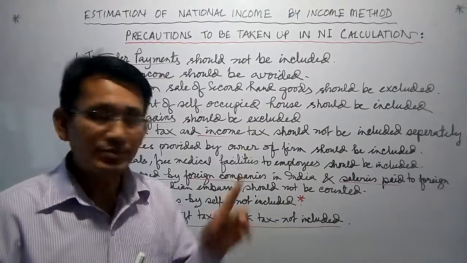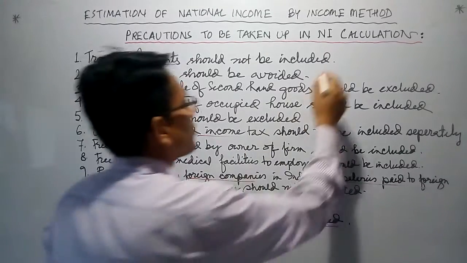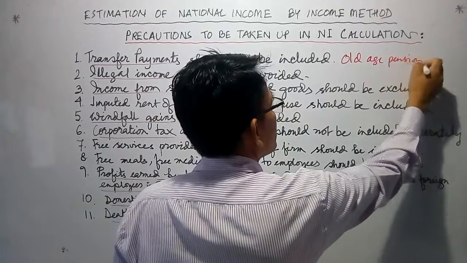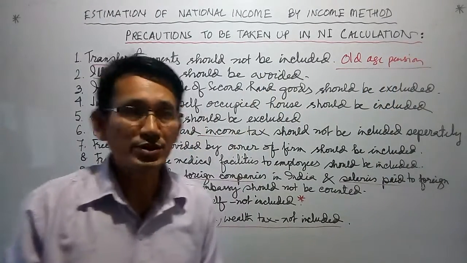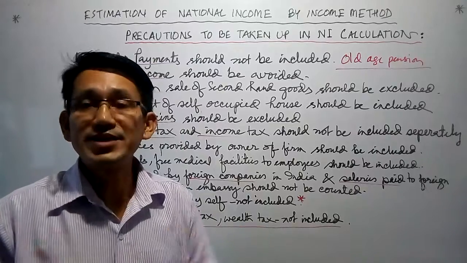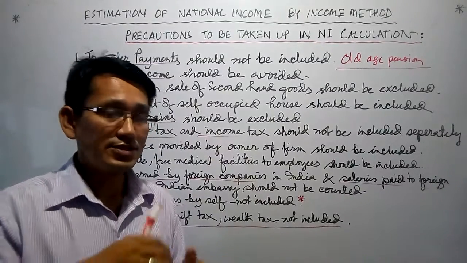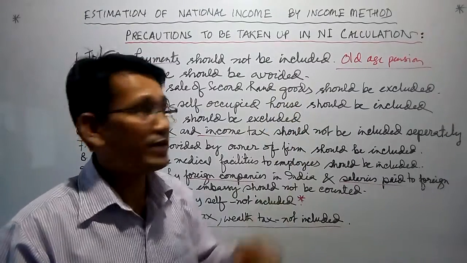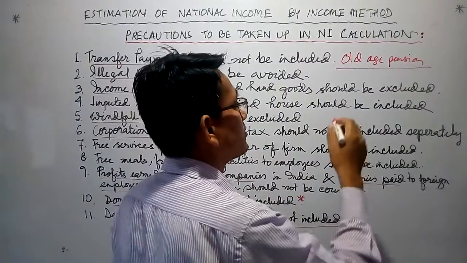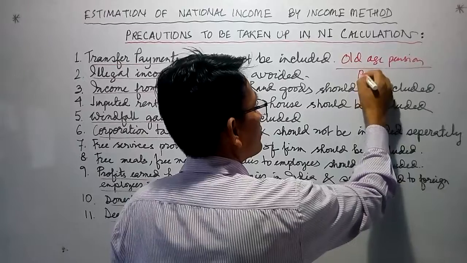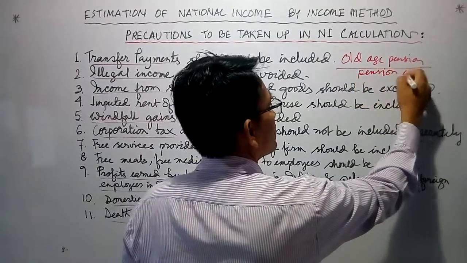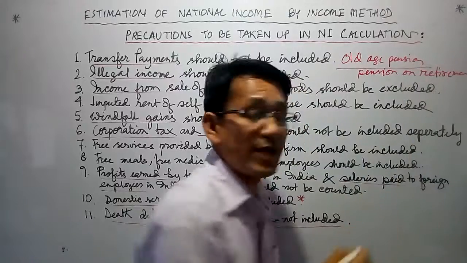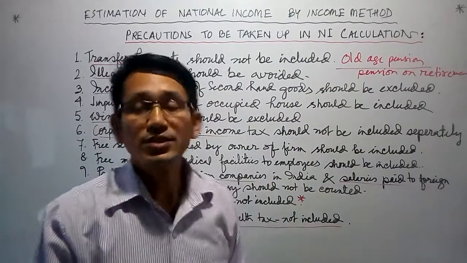Here I have just told you about old age pension. It is the pension received by an old aged person who does not have financial support. It is taken care of by the social welfare department of the government. It should not be confused with another term, pension on retirement. This pension on retirement is very much different from the old age pension.